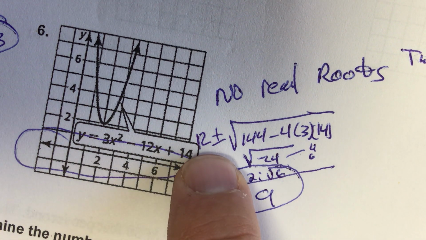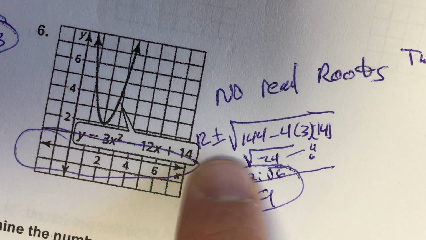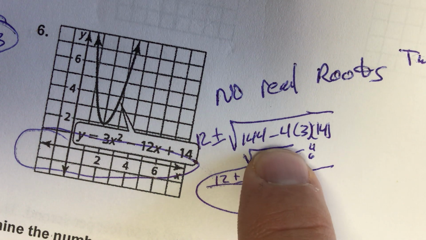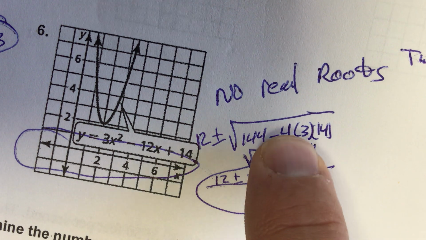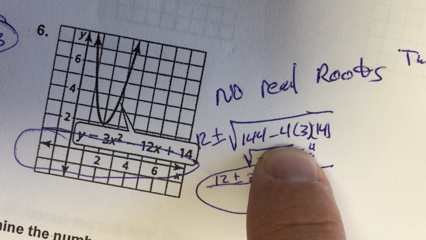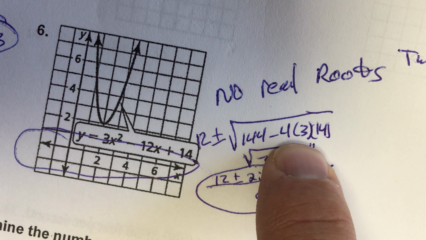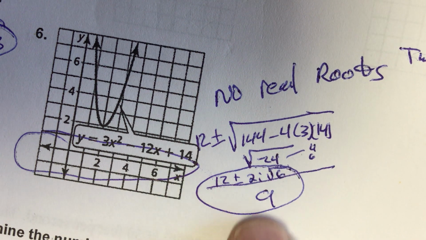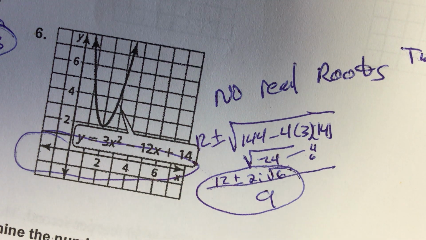So I just did opposite of negative 12, which is 12, plus or minus the square root of 12 squared, which is 144, minus 4. That 4 is a constant in the formula, b squared minus 4ac. So that 4 is coming from the formula negative 4ac. So negative 4 times the a value, which was 3, times the c value, which was positive 14. So that makes 144 minus 4 times 3 times 14.